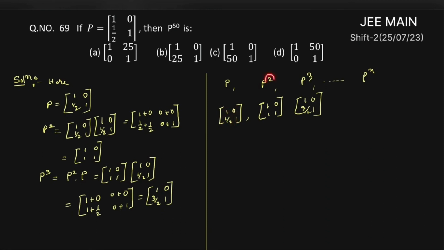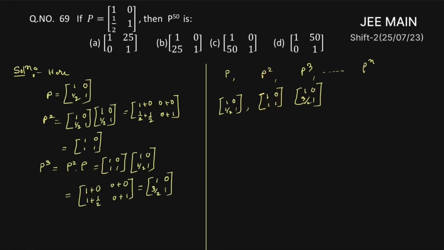When you get p to power 2, then you get 2 by 2, that is 1, and the other elements remain the same. When the power of p is 3, then you get 3 by 2, and the other elements remain the same. Similarly, when the power of p is equal to n, then you get [1, 0; n by 2, 1]. Therefore, we are able to write p to power n equal to [1, 0; n by 2, 1].